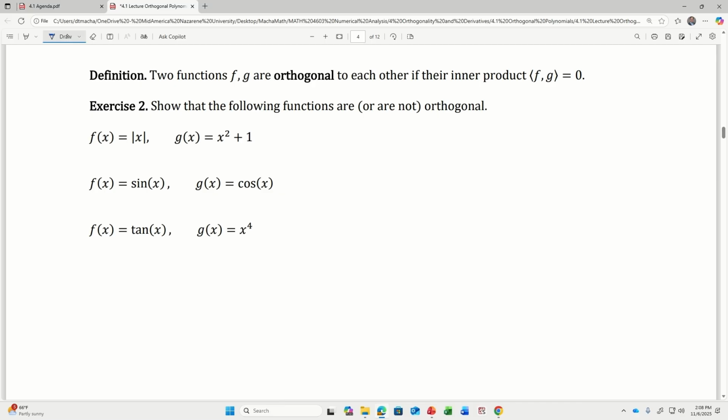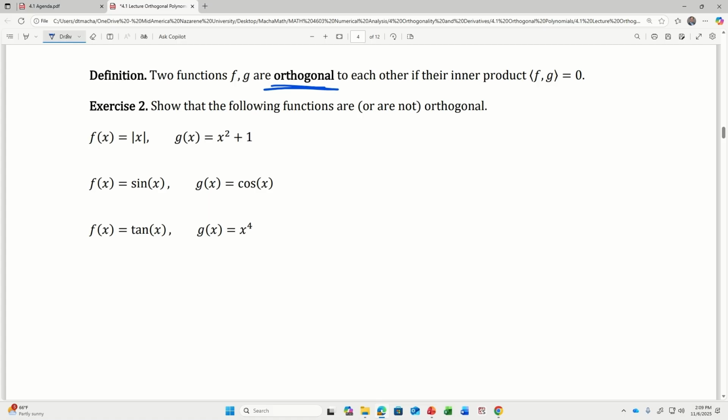Okay, new definition. We say that two functions are orthogonal to each other if their inner product is 0. In Calculus 3, at the beginning of the semester, we said that two vectors were orthogonal to each other if their dot product was equal to 0. The dot product is a type of inner product in math, but this is a different kind of inner product. We still use the word orthogonal to mean the same thing. We just mean that the inner product is 0 for orthogonal functions.